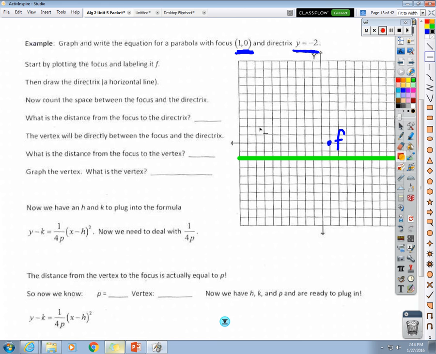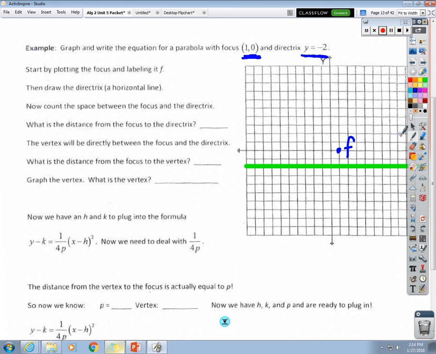Okay, now it says count the space between the focus and the directrix. What is the distance between the two? 2 units. The vertex will be directly between the focus and the directrix. So, let me say that again. The vertex of our parabola that we're about to draw is directly between the focus and the directrix.